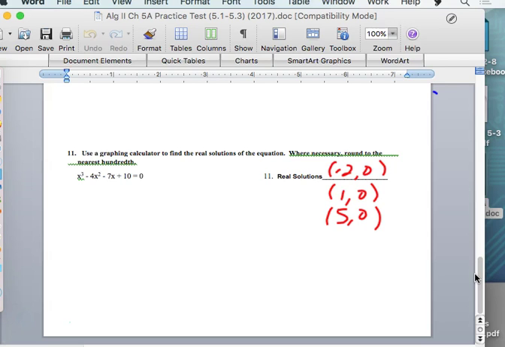Now, let's just say you didn't notice that. You definitely could still use Blinky and hit second trace, number 2. Make sure Blinky goes to the left of the intersection, enter, right of the intersection, enter, enter for the guess, but look, you get the exact same answer. So tomorrow, we'll have one on a practice test that's not perfect, like this one is, so that we have to use Blinky to find it. You could see it both ways. You could have some that are super nice and come right from the table, but you probably have one that's definitely going to be a let Blinky take care of it type of problem.